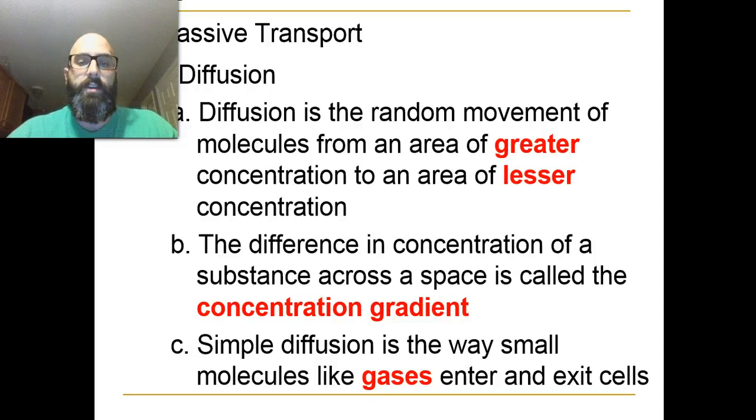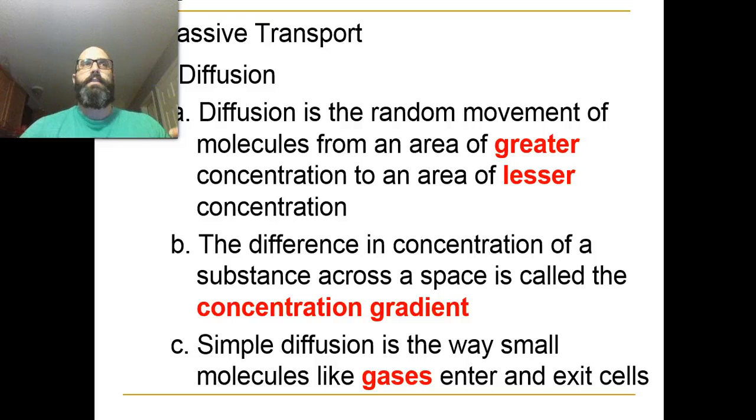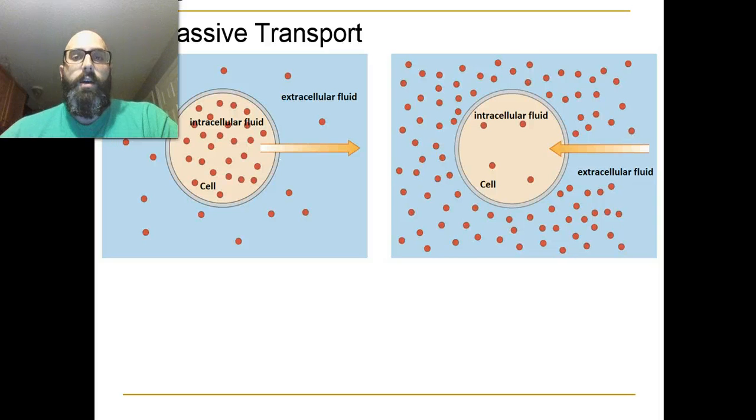Simple diffusion is a really easy way for things like gases to get in and out of the cells. So think of this like oxygen. This is how oxygen gets in when you inhale. This is how oxygen enters your bloodstream, and how it also enters from your bloodstream into the actual cells of your body to be used in cellular respiration. If you want a real example, consider this little circle disc to be the cell. Keep in mind, intracellular fluid is the fluid inside the cell. Extracellular fluid is outside.